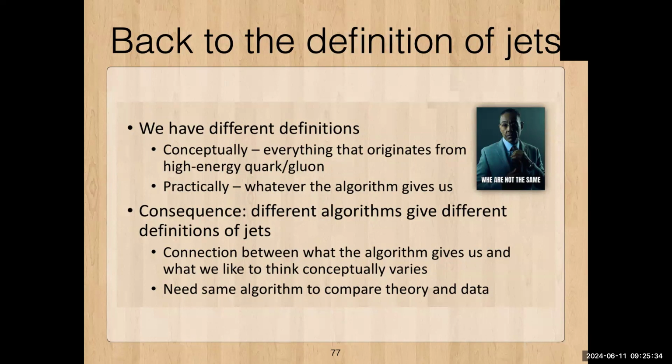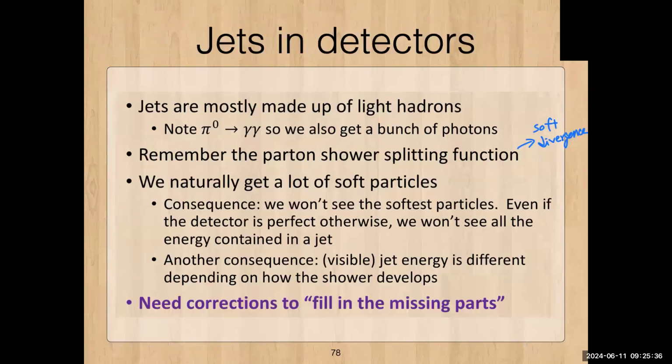Okay, so this is how we find it in experiments. And just one more word on jet detection in detectors. Jets are mostly made up of light hadrons, so mostly pions. It's the lightest, which means we have the most of it. So pi plus, pi minus, pi zero. But since pi zero decays to 2 photons, we also have a bunch of photons. So we have pi plus, pi minus, photons, and then sometimes some other particles.